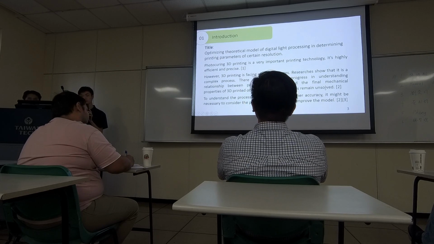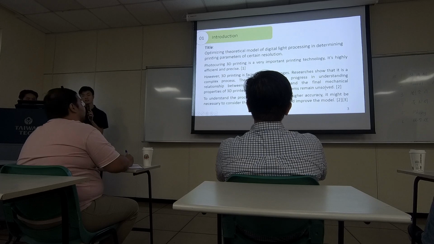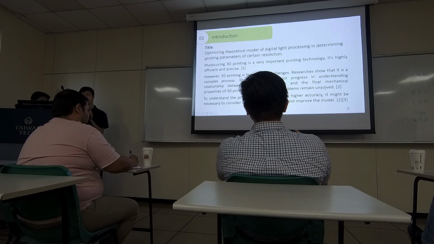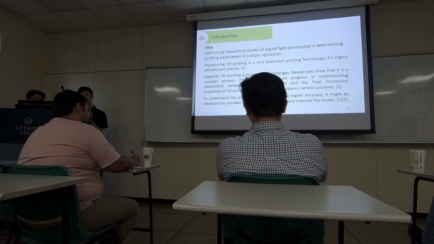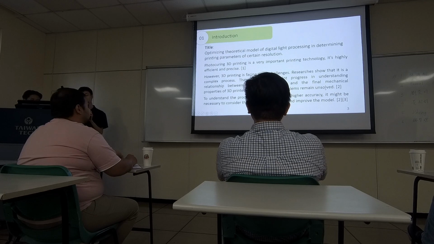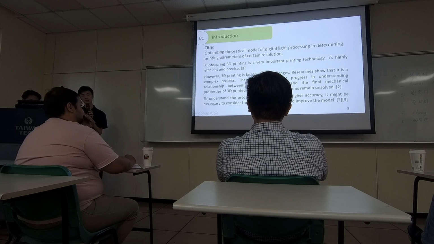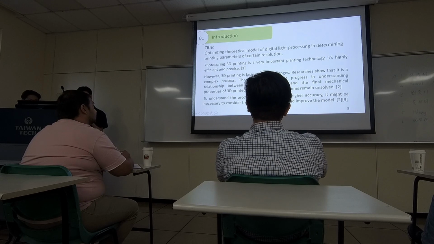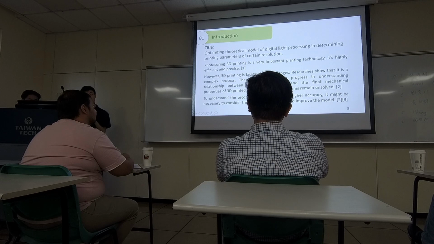So the research shows that it is actually a complex process, and there is already a lot of progress in understanding the relationship between the printing parameters and the final mechanical properties of the 3D printed object. But there are still many problems that remain unsolved. So to further understand the process and achieve higher accuracy, it's necessary to consider the printing parameters and also to improve the model.